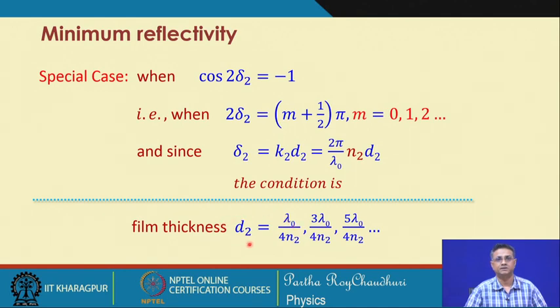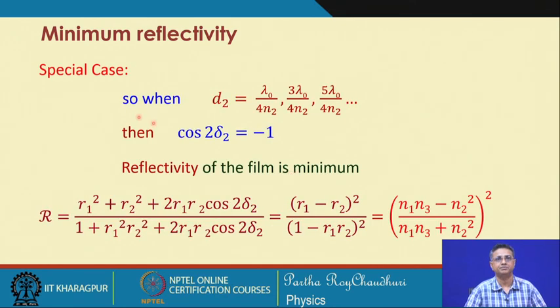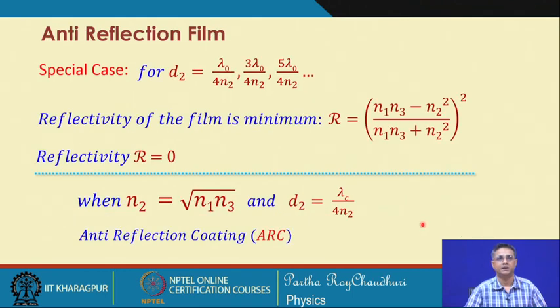So, I can retrieve the condition for the film thickness for which the reflection will be minimum. A special case is that under this condition d2 equal to this, we find that cosine 2 delta 2 will be equal to minus 1, and the reflectivity of the film in that case will be the minimum. That is, this we have already seen, (r1 minus r2) square of that and 1 minus. So, this is the minimum reflectivity condition.